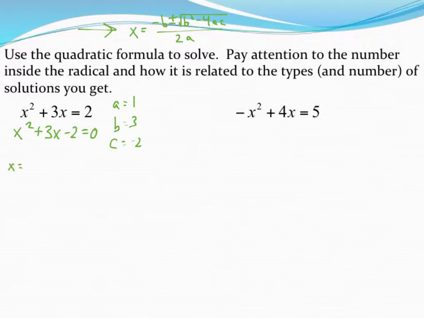So x equals the opposite of b. Well, if b is 3, the opposite of b is negative 3. Plus or minus the square root of b squared. Always include the b value at this point in parentheses, especially if that b value is negative. If you don't have parentheses, you're going to get this wrong. So include parentheses. Minus 4 times a, which is 1, times c, which is negative 2. And then that whole thing, not just the square root, but the whole thing, is divided by 2 times a, which is 2 times 1.